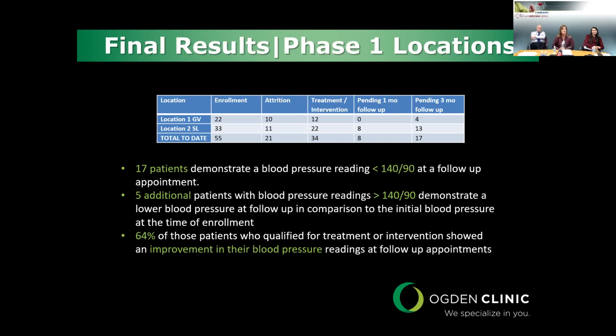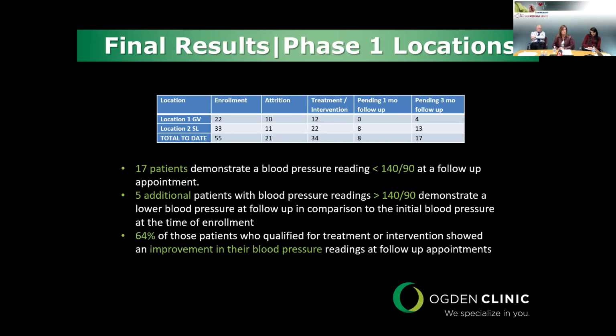You can see that there were a significant number who presented to the clinic with an elevated blood pressure that, once they were evaluated for a week at home and returned with those blood pressure logs, were identified as having normal blood pressure at follow-up. So that left a total of 34 who warranted treatment or intervention. Of those 34, 17 patients demonstrated a blood pressure reading less than 140/90 at the follow-up appointment.